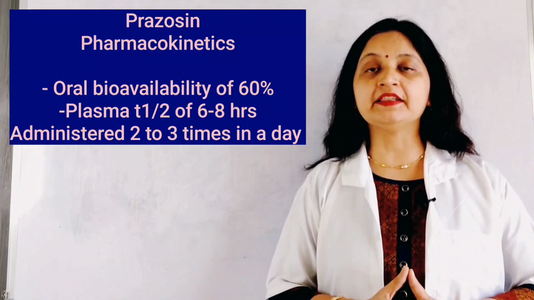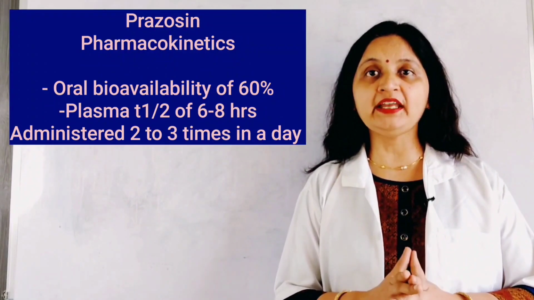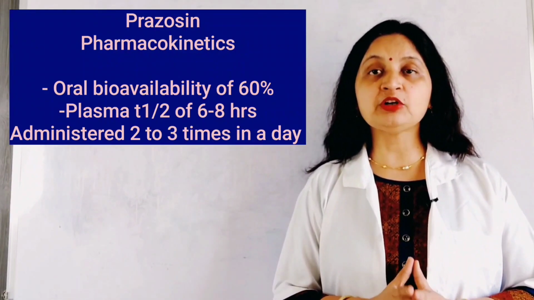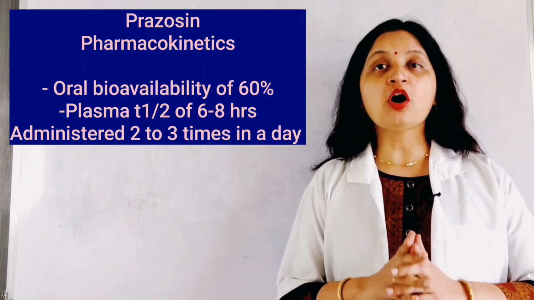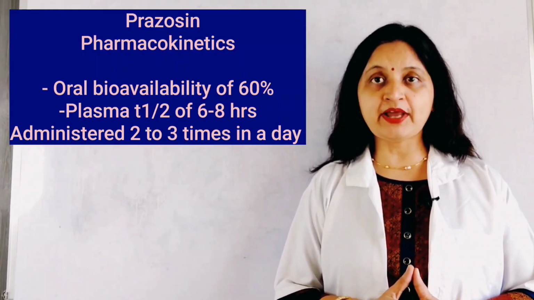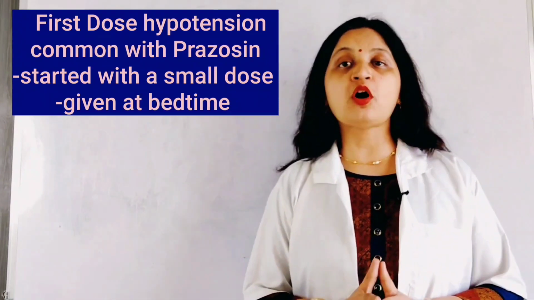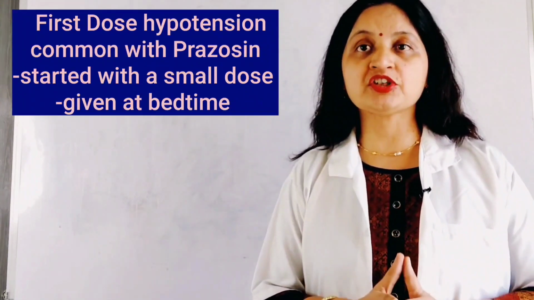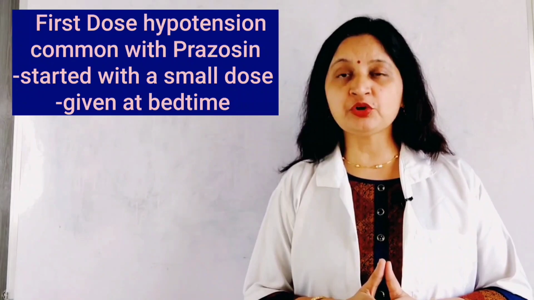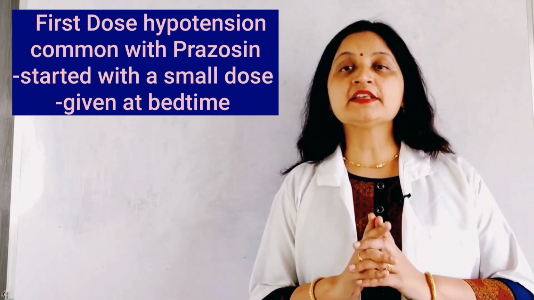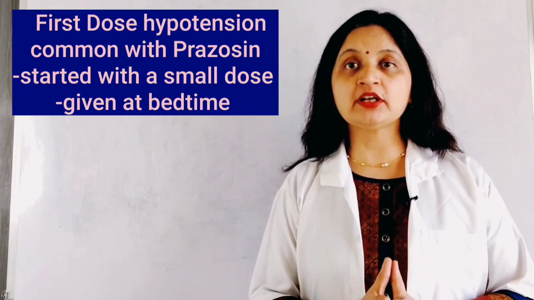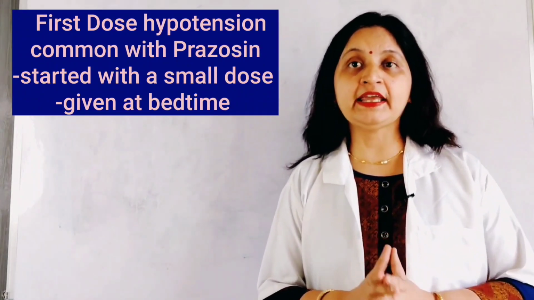Prazosin has an oral bioavailability of 60% and the plasma half-life is 6 to 8 hours. Therefore, it is administered twice to thrice daily. Caution is necessary while prescribing prazosin because it is known to cause first dose hypotension. One hour after an initial dose of prazosin, there is marked postural hypotension and this can lead to fainting.